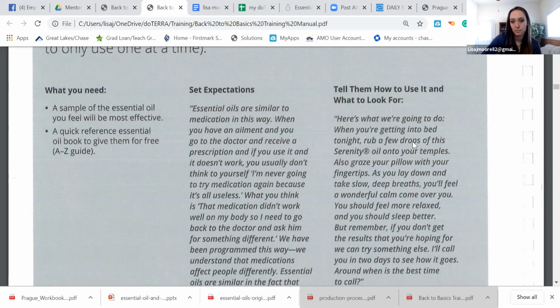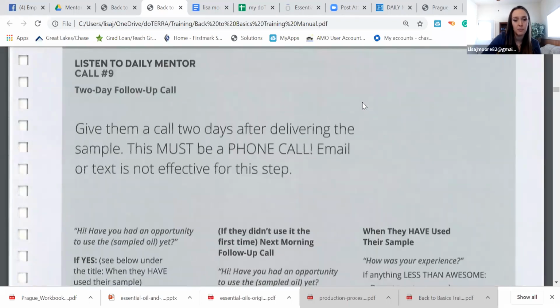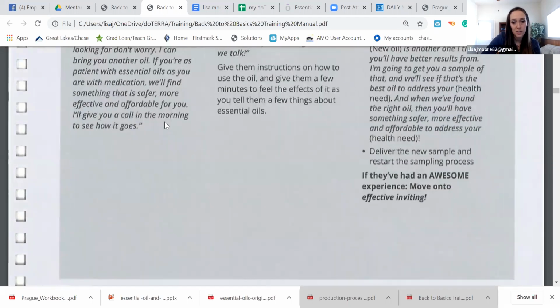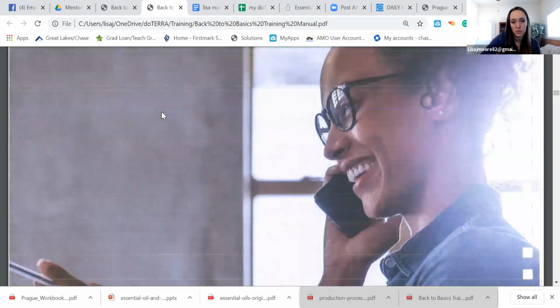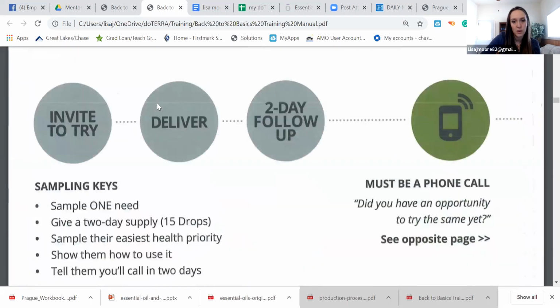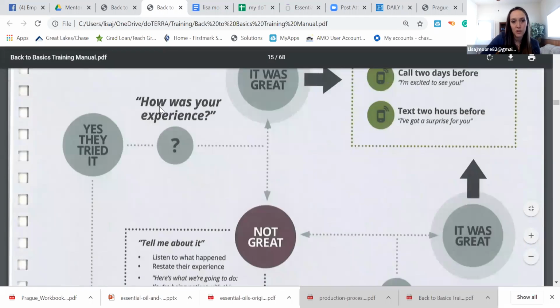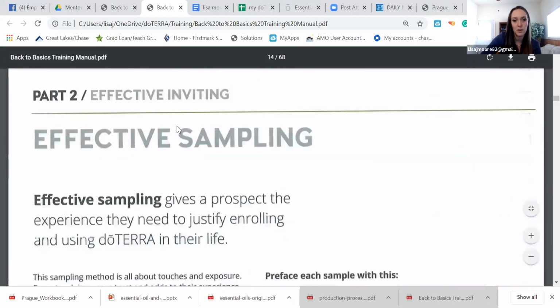And tell them how to use it. Okay, so I definitely memorize that. And then she has this wonderful breakdown. Oh, where'd it go? Where is that? She has this flow chart using the other things of when they have a good experience or a bad experience and what to do there.